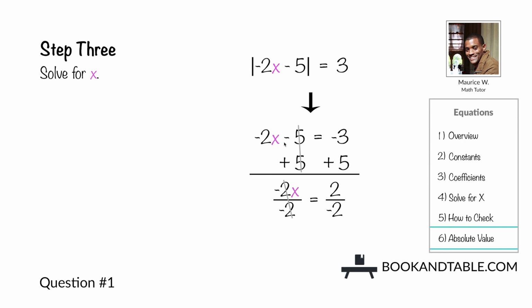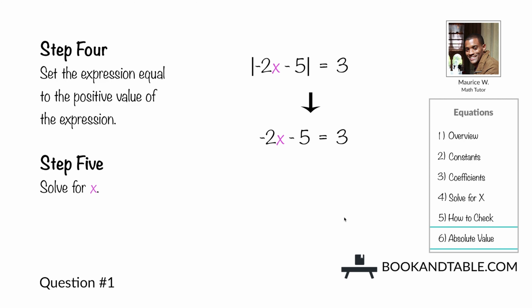So since we're subtracting 5 on the same side as our x, we want to add 5 to negate it. Keep the equation balanced, so you add 5 to the right side as well, leaving you with negative 2x on the left side and negative 3 plus 5, which is positive 2 on the right side. And then to remove the coefficient negative 2, you divide both sides by negative 2, leaving us with x is equal to 2 divided by negative 2, which is x is equal to negative 1. So this is the first answer that we get for question number 1. Let's go ahead and find the second answer.